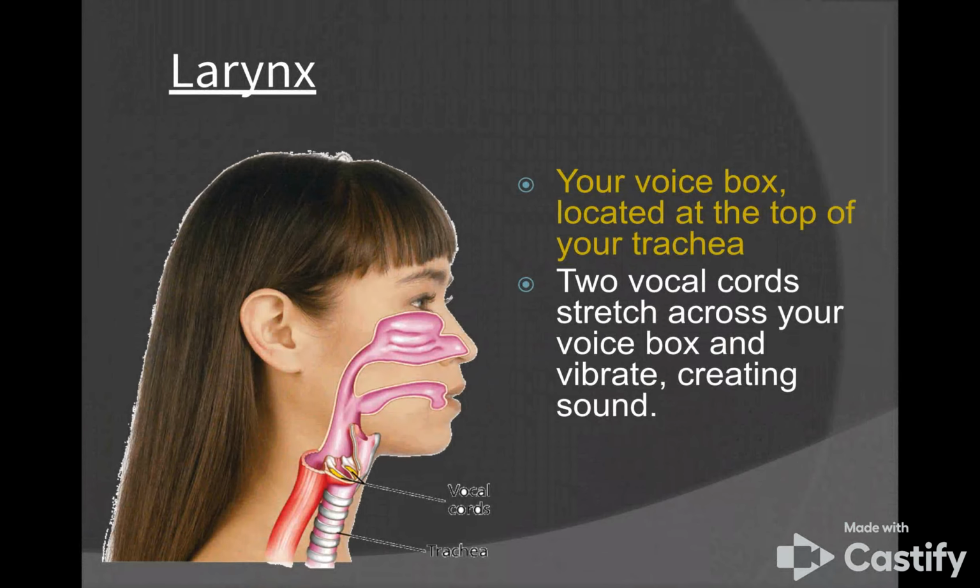The larynx is another word for your voice box. So it's located at the top of your trachea right here. Your trachea is this one right here. We'll talk about that in a second. But the cool thing about your larynx is that it's where your vocal cords are. So you have these two vocal cords that stretch across your larynx, and they are kind of like rubber bands. Depending on how high-pitched or low-pitched the sound is that you're making, they'll either be tighter or looser. And when air moves across those, they'll vibrate and it will create sound waves, which is how you talk.